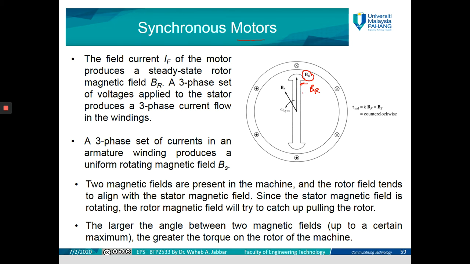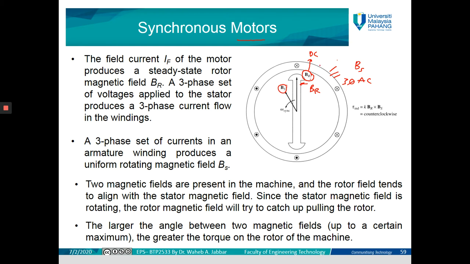In order to run this synchronous machine as a motor, we also need to apply another electrical source to the stator windings. So we have BS from the stator and BR from the rotor. BS is generated from a three-phase AC source connected to the stator winding, and BR is generated by using a DC source connected to the rotor windings. The stator, which is the armature in the synchronous machine, and the rotor, we call it the field.